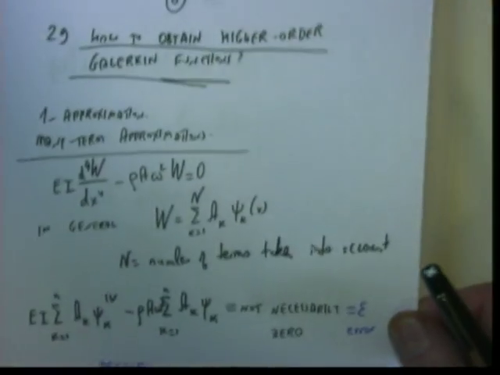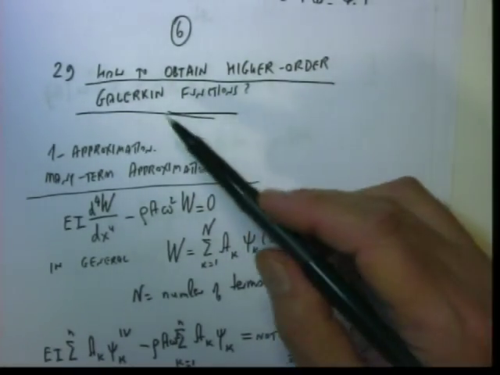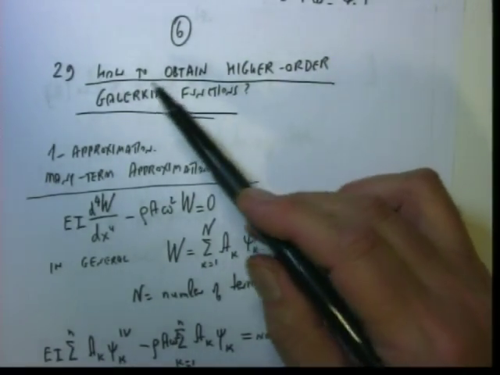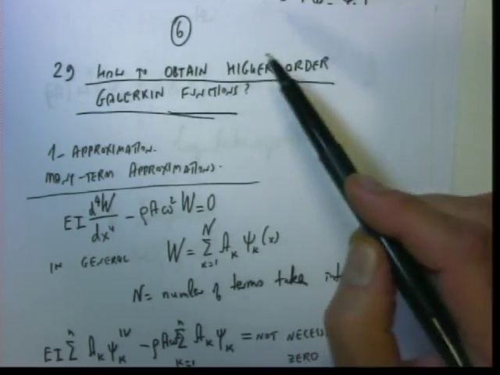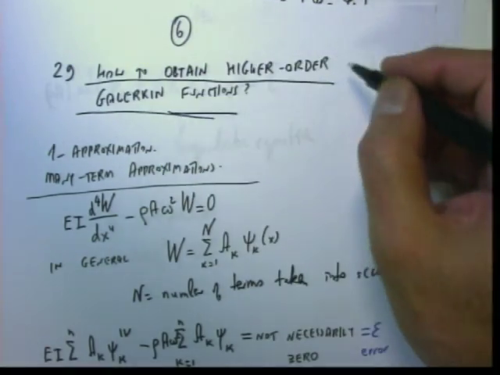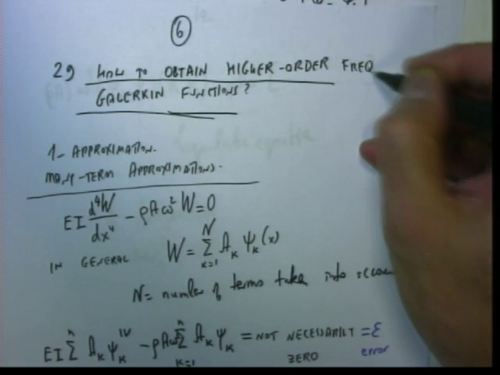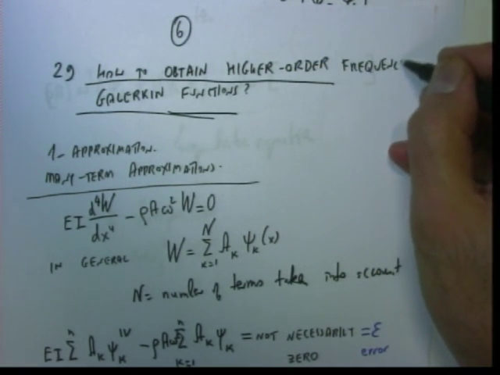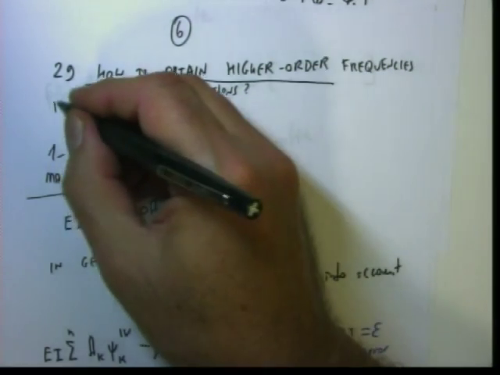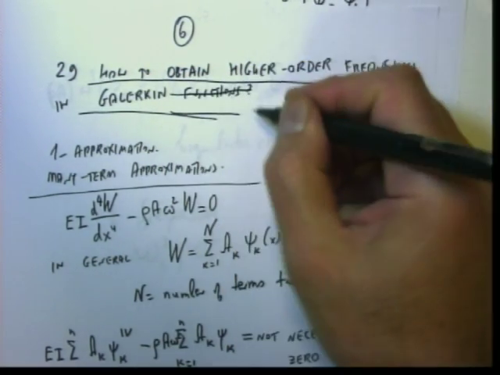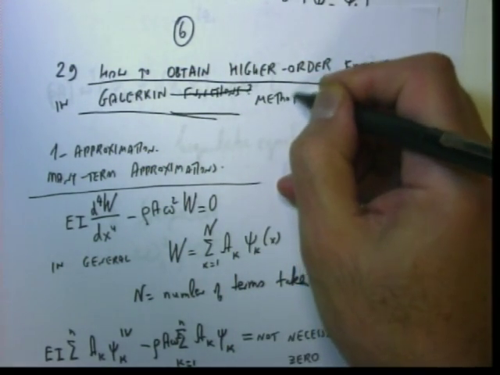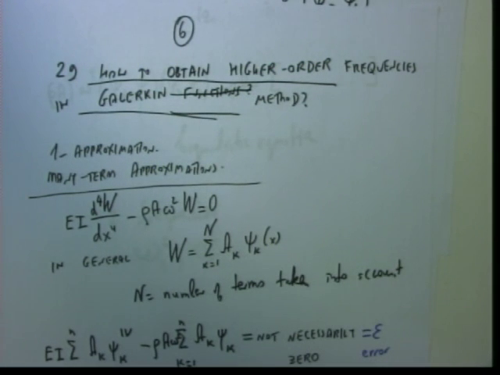Maybe here just one small correction on topic 29. How to obtain higher order frequencies in the Galerkin method, it should be corrected. Okay, please correct topic 29.